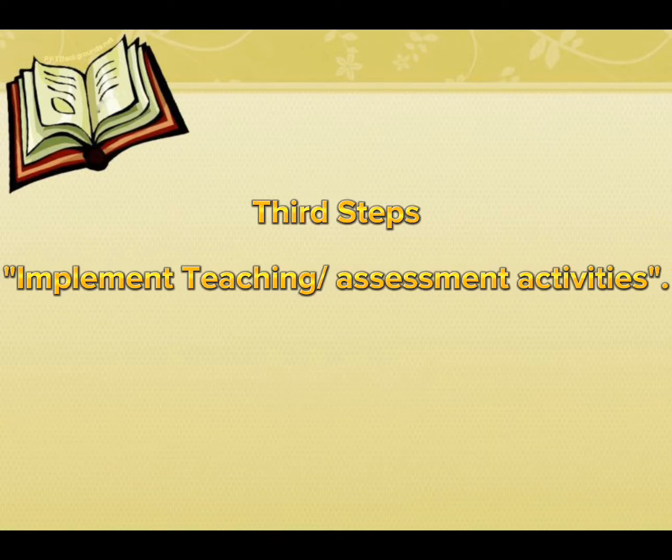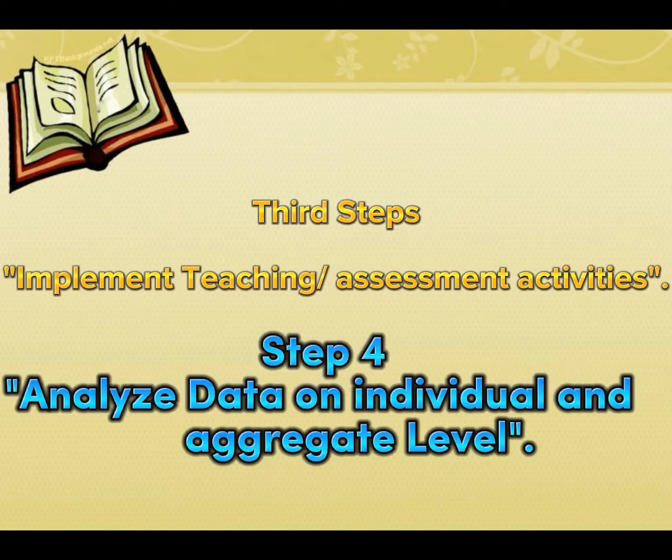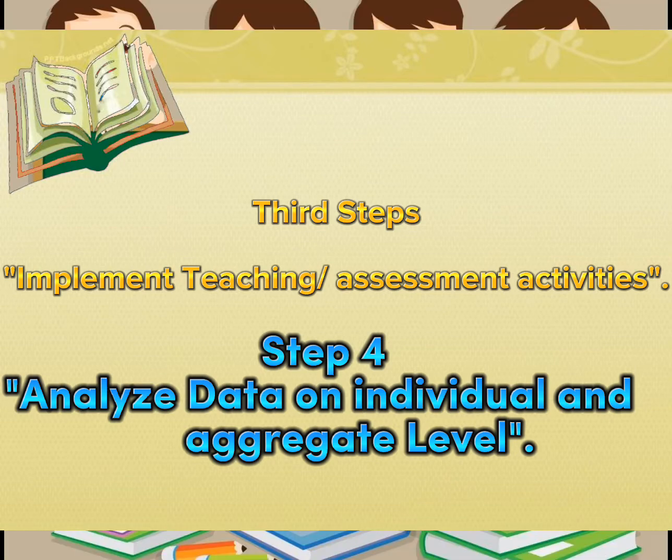So the third step is to implement teaching or give assessment activities in the classroom setting, and after a period we should give assessment activities to measure students' learning progress or performances. This step is a critical assessment process, which if the assessment process has failed, then there's no learning that happened. The last step is to analyze data on individual and aggregate level. So it is important to analyze and report the result of the assessment in a meaningful way.